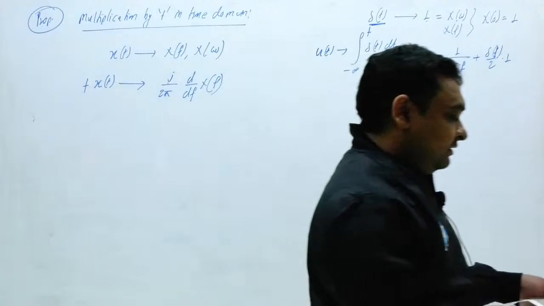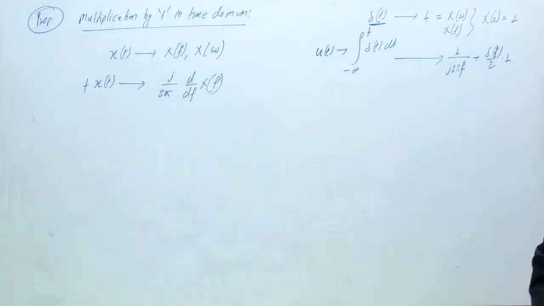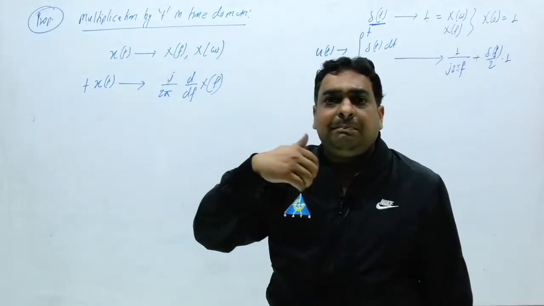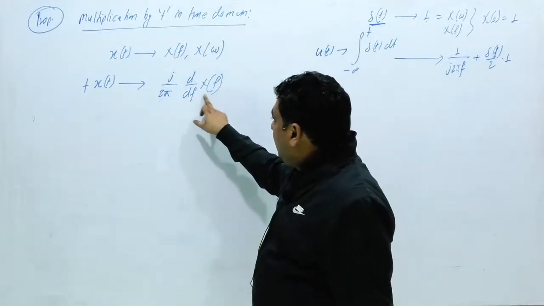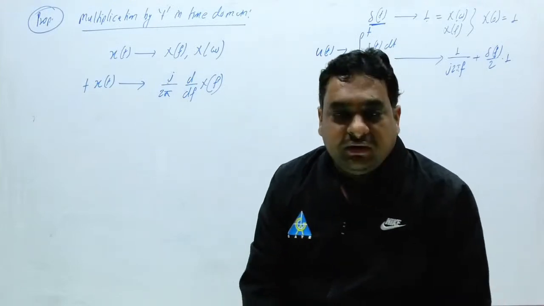You can write it this way: j upon 2π d upon df of X(f). Here in the frequency domain you are getting the π term. This is the only property where in the f domain you get a π term. So this property is easier in the omega domain.